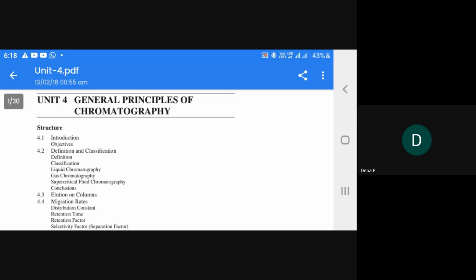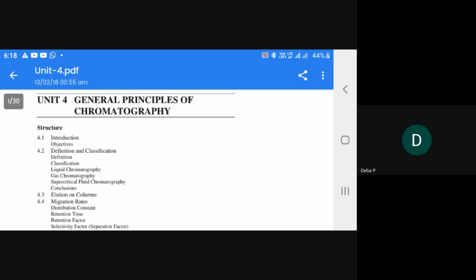Okay, the second part, that is the third unit, general principles of chromatography. So as the name indicates, chromatography, chrome means color. So basing upon the color, in the sense it may be visible region or in UV region, we have to separate. So this is one technique.